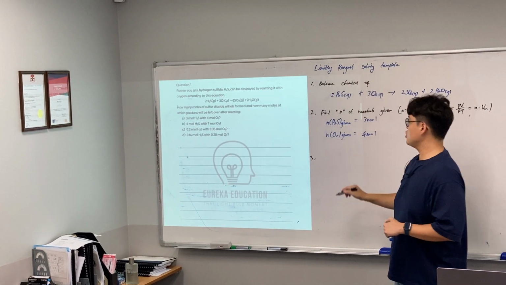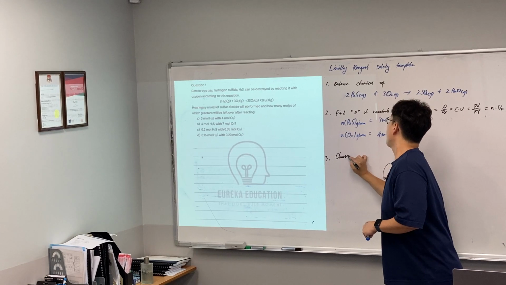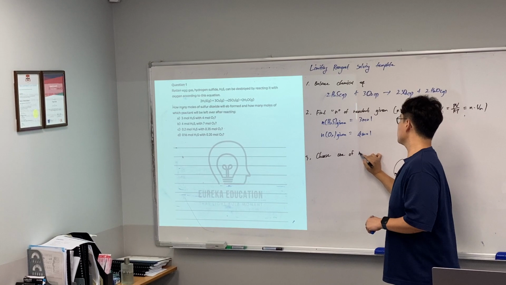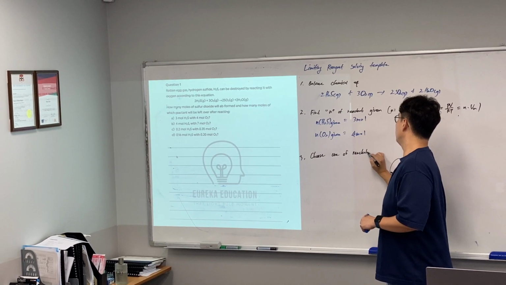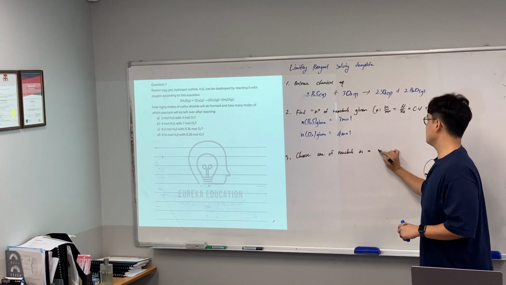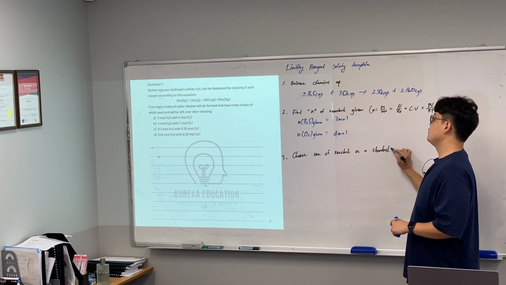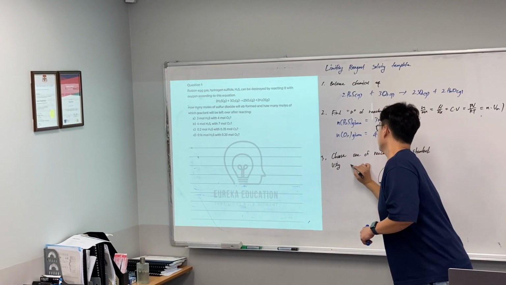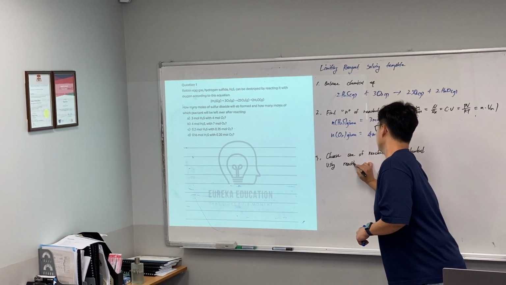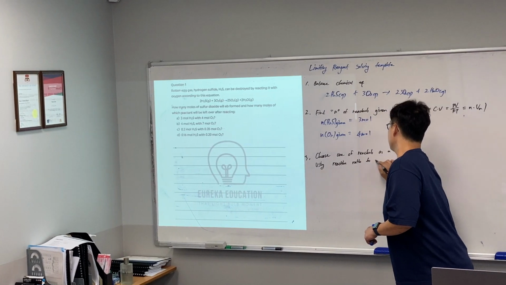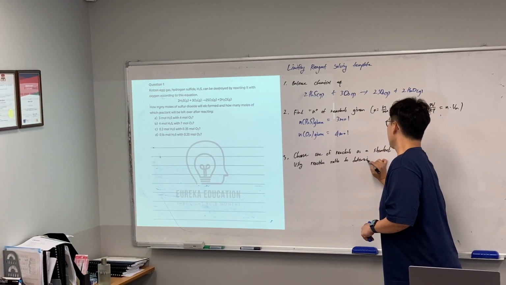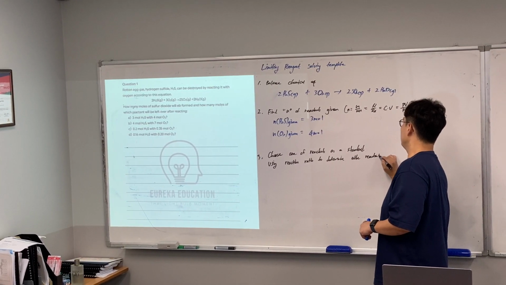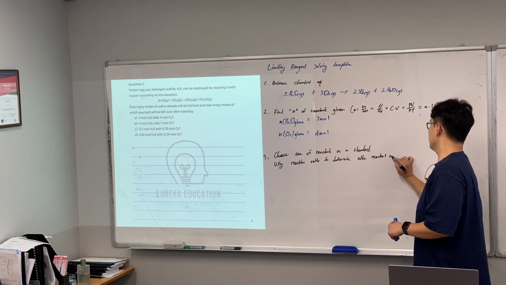Okay, after that, you use that to choose one of the reactants as a standard, and then use the reaction ratio to determine the other reactant required.